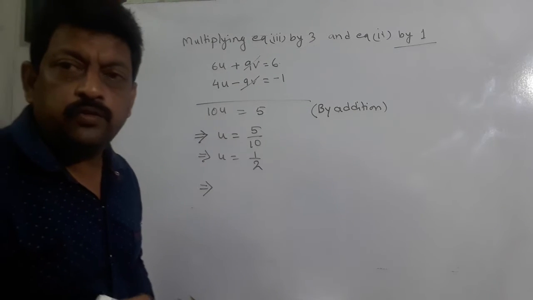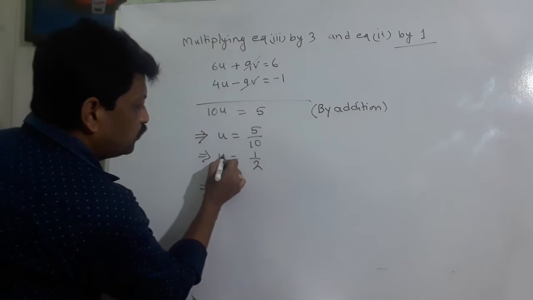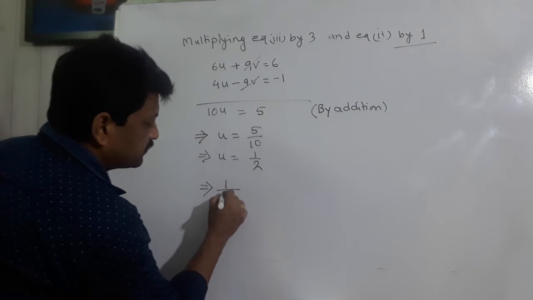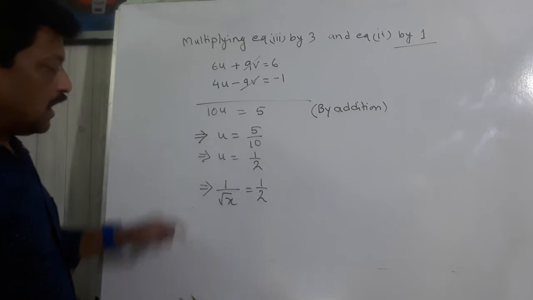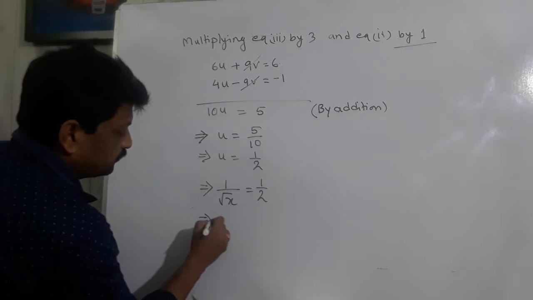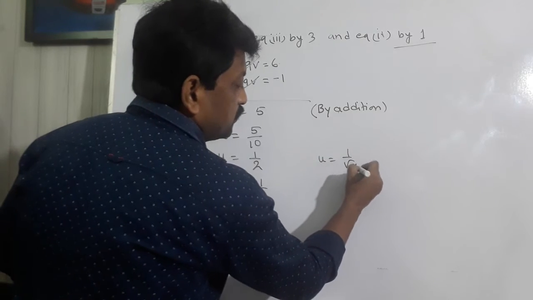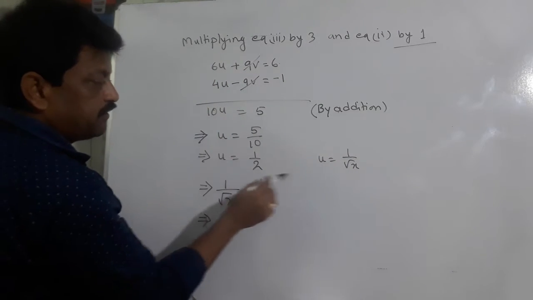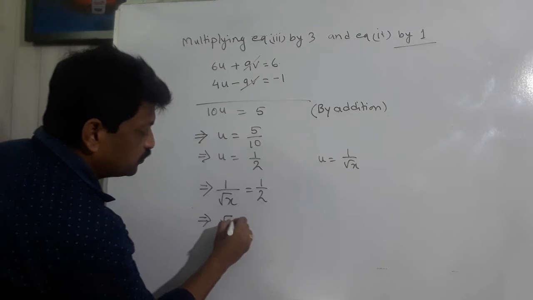I have taken u as 1 upon root x. So in place of u, I can write 1 upon root x equals to 1 upon 2. I have changed u into 1 upon root x, as we have already taken u equals to 1 upon root x. That's why in place of u, I have taken 1 upon root x. Now by reciprocal, root x equals to 2.